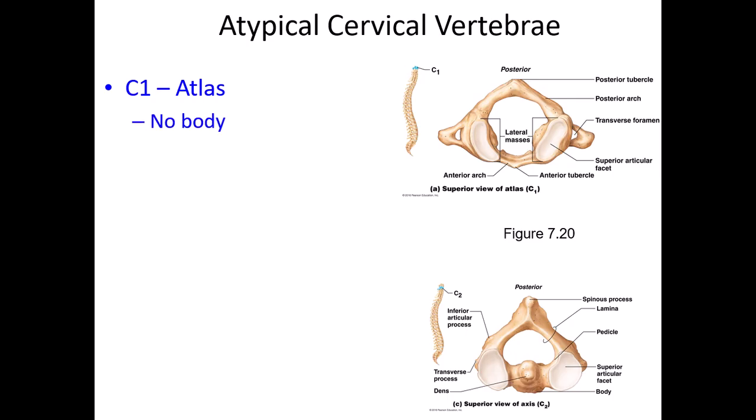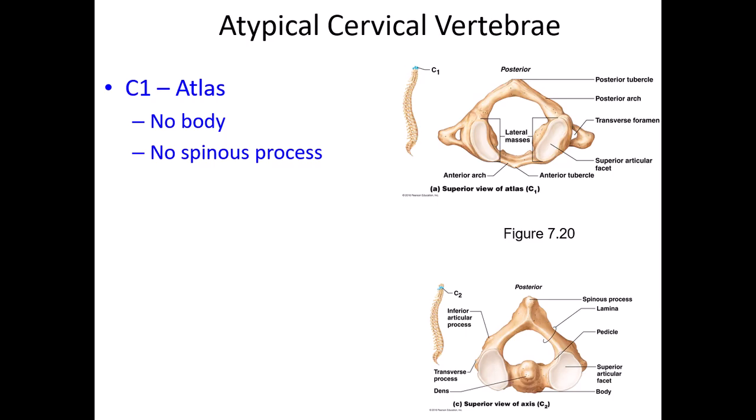And there are two features unique to the atlas vertebrae. One is that it has no vertebral body, and the other is that it has no spinous process. And the absence of those two features really make the atlas look different than other vertebrae. The vertebral foramen seems so much larger, and that of course is because there's no vertebral body taking up any of that space. It also does not have that spinous process projecting from the dorsal side.